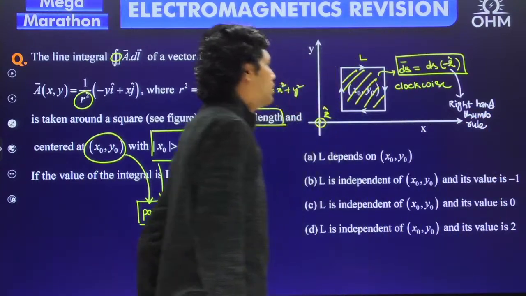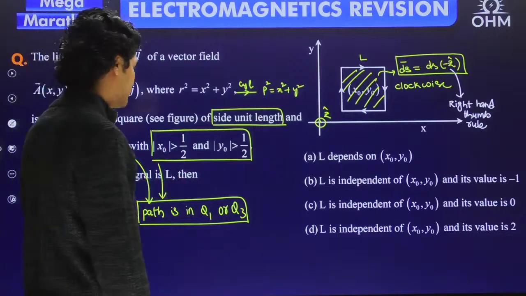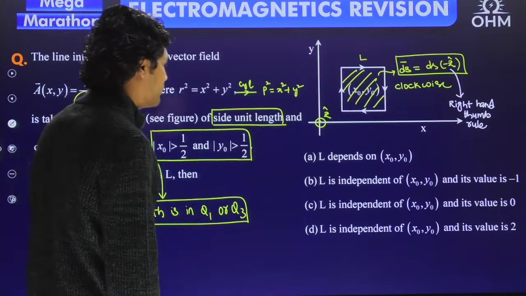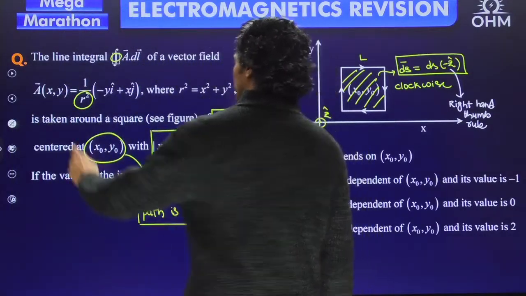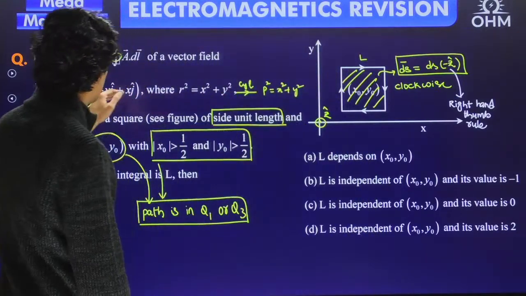So you got the direction of dS bar as nothing but minus z cap. That is very important. Okay. So with this given data, now let us calculate the value of the curl. And what is the vector field? By the way, the vector field is nothing but A bar equals minus y i cap plus x j cap.